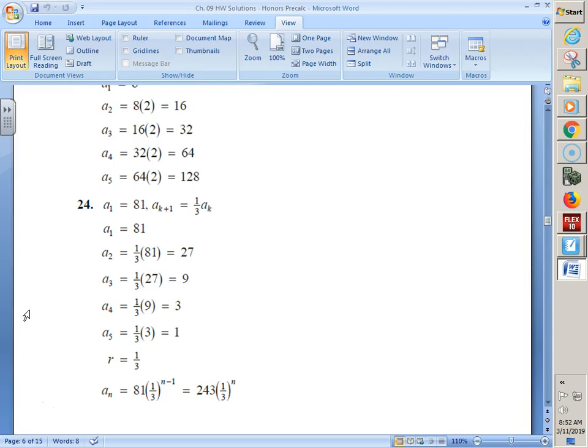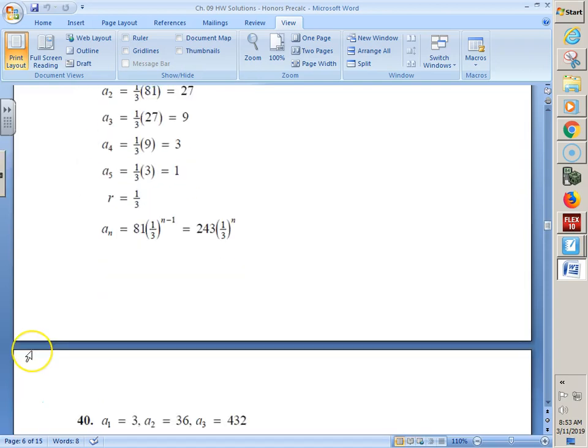So how do you get a sub 2? Well, a sub 2 is 1 plus 1, so you use a sub 1 times 1/3. To get a sub 3, you use a sub 2 plus 1 is 3, so a sub 2 times 1/3. Oh, you're just multiplying by 1/3. There you go. It is a geometric with a sub 1 being 81 and common ratio being 1/3.